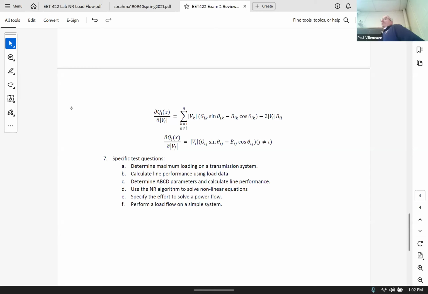And then do a load flow in a simple system. 2 bus, 3 bus, that's what I consider simple. And if you can make some assumptions, it might make it even easier, right? Like there's no G. That type of stuff. That's it.